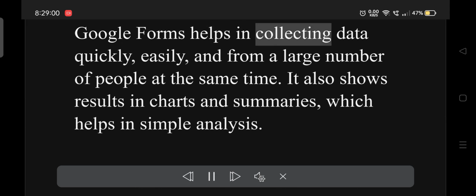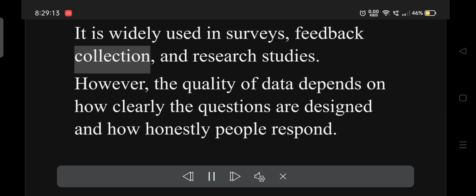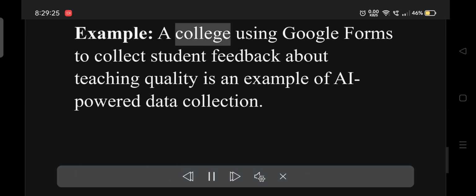Google Forms helps in collecting data quickly, easily, and from a large number of people at the same time. It also shows results in charts and summaries, which helps in simple analysis. It is widely used in surveys, feedback collection, and research studies. However, the quality of data depends on how clearly the questions are designed and how honestly people respond. Example: a college using Google Forms to collect student feedback about teaching quality is an example of AI-powered data collection.